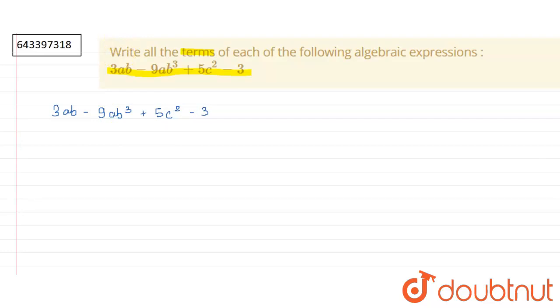So the number of terms it has will be equal to, so our first term is 3ab, next one is minus 9ab cube. We do take care of the sign as well. We don't put the positive sign since it is understood that if there is no sign, it is positive. But for negative, we do put negative sign. So let's continue. Next one will be 5c square and the last one is minus 3. So these are all the four terms of the given algebraic equation.